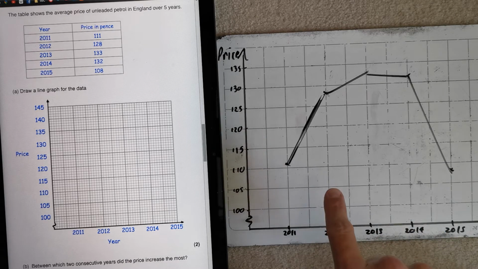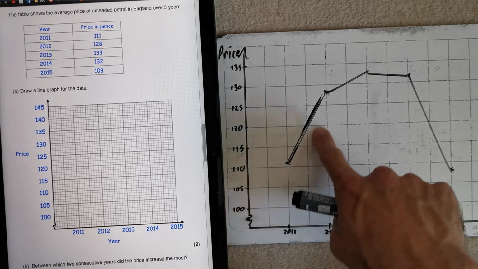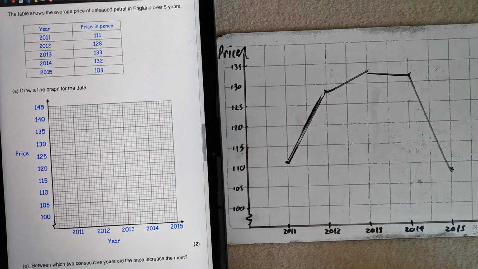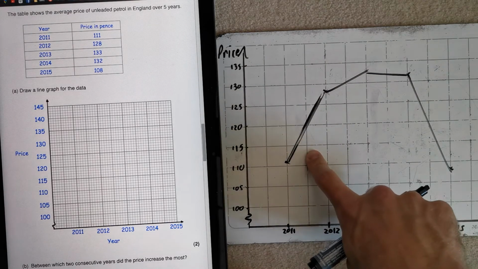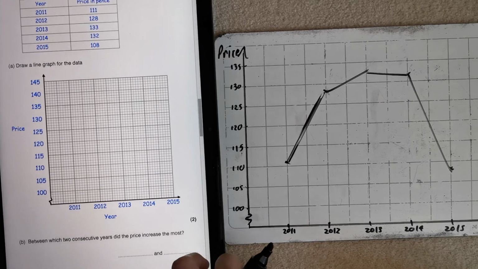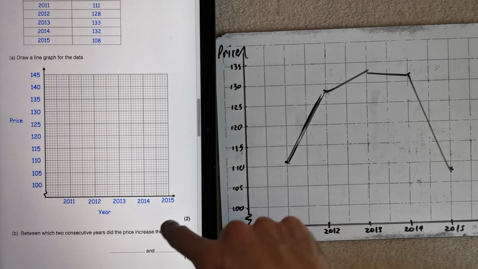Well, you can see where the steepest part of the graph is, can't you? And that's here. It increases a huge amount there, then a little bit there, and then it drops and drops again. So the sharpest increase would be from 2011 to 2012. So that's what your answer would be there, 2011 and 2012. Okay, so that's a very, very quick introduction to line graphs.